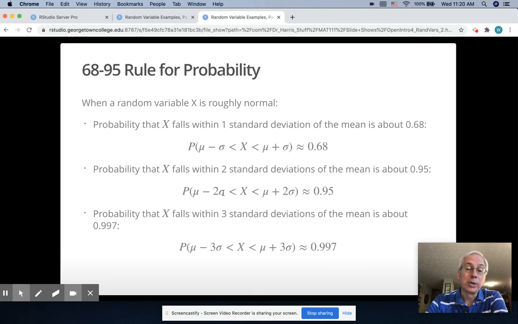If I subtract 2 standard deviations, that's the number that's 2 standard deviations below the mean. If I add 2 standard deviations, that's the number that's 2 standard deviations above. So the probability that x is between mu minus 2 sigma and mu plus 2 sigma is about 0.95. And there's the analogous statement for 3 standard deviations down here.